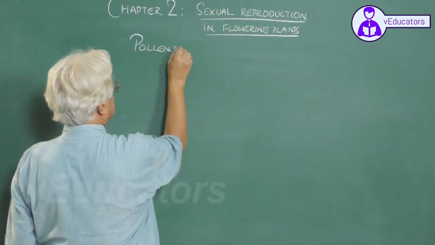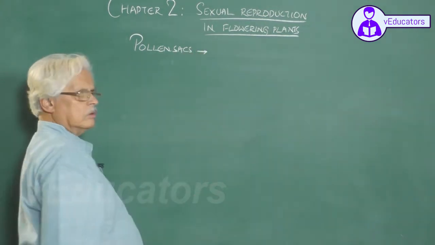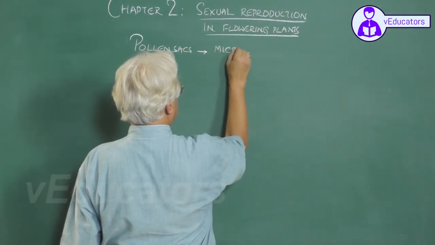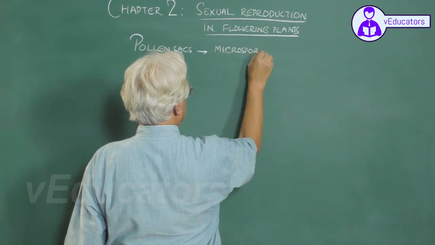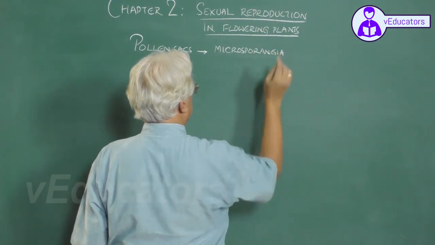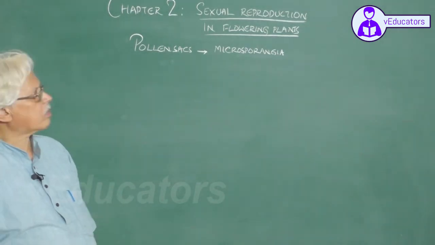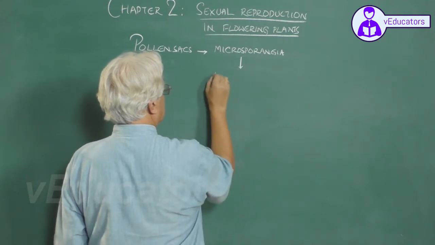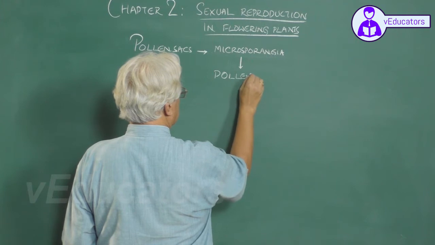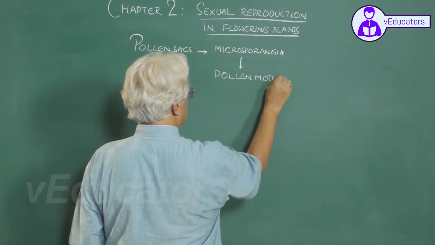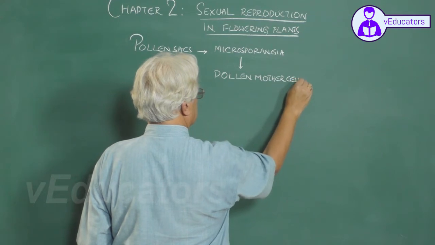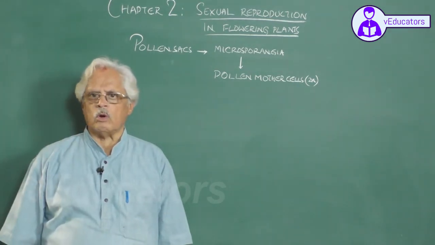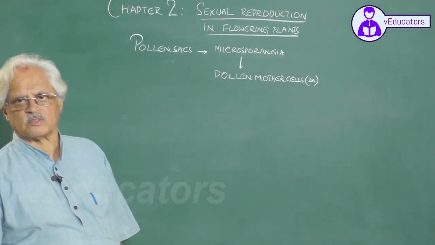Described as pollen sacs inside the anther. They represent microsporangia. Each of these pollen sacs contains a large number of diploid cells, called pollen mother cells.